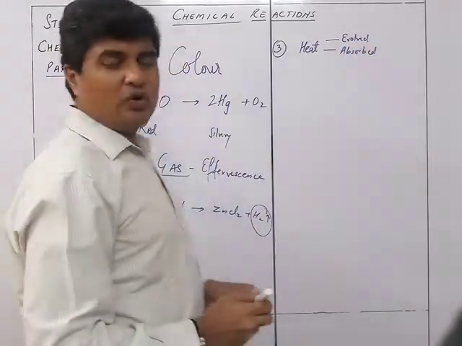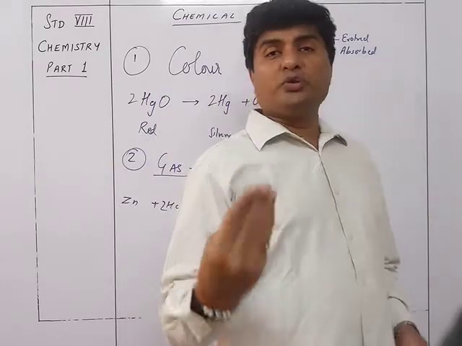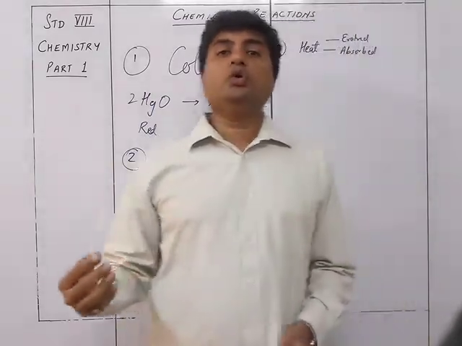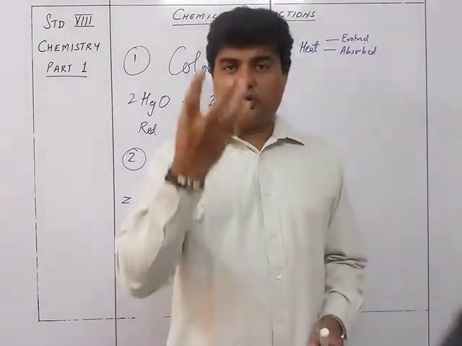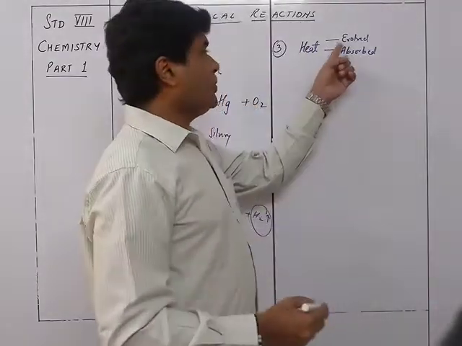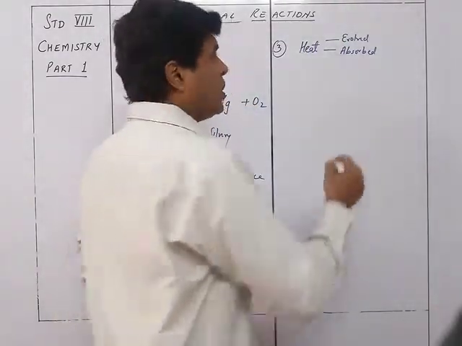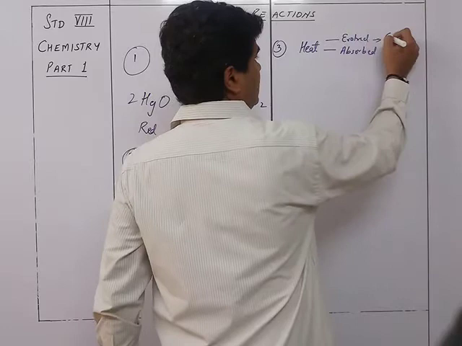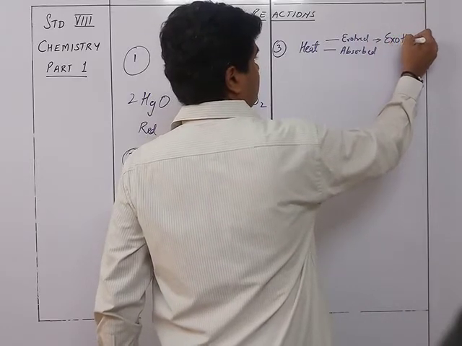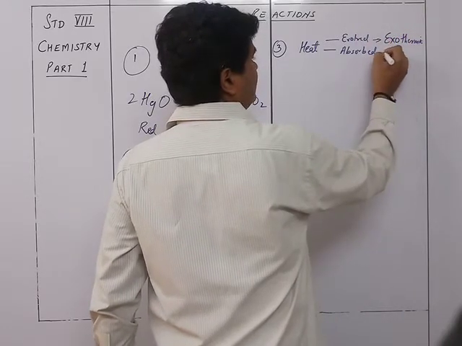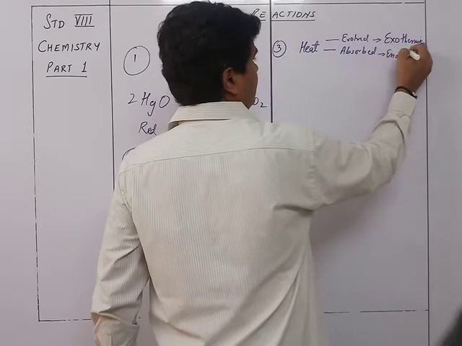So either it is going to evolve, that means it is going to produce heat, or it is going to absorb heat, so take in heat. When it is going to produce heat, heat is evolved, is called as exothermic. And this is called as endothermic.